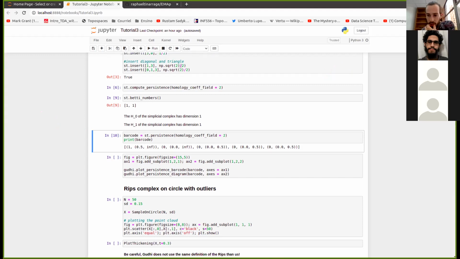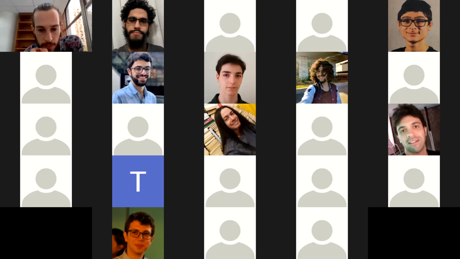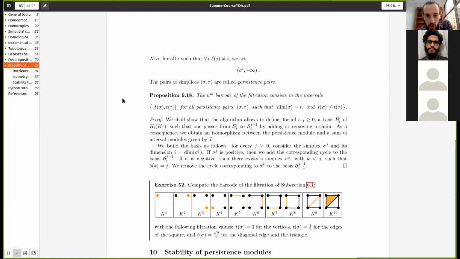This was in the notes. Let me show you. I hope you can see the proposition here. The nth barcode of the filtration is the set of intervals t sigma, t tau for all the persistence pairs sigma, tau that you obtain at the end of the algorithm, such that the time of apparition of sigma is different from the time of apparition of tau.